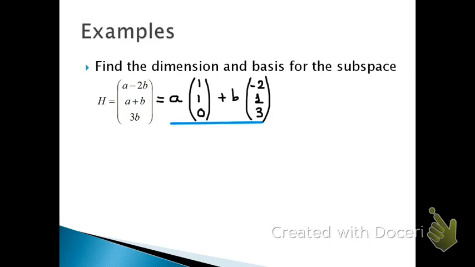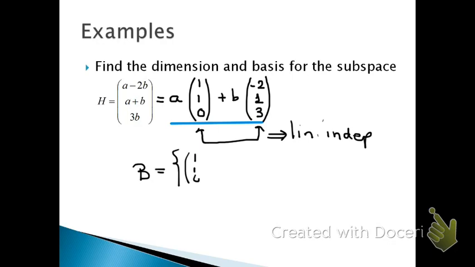Because we have two vectors, and we see that these are not scalar multiples of each other, which implies that they are linearly independent. Hence, a basis for H would simply be the two vectors (1, 1, 0) and (-2, 1, 3). And then we would say that the dimension of H, in this case, is also equal to 2.